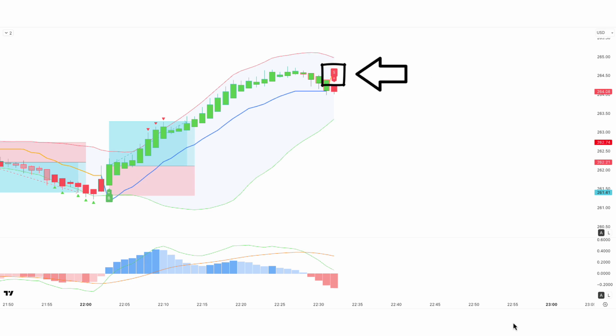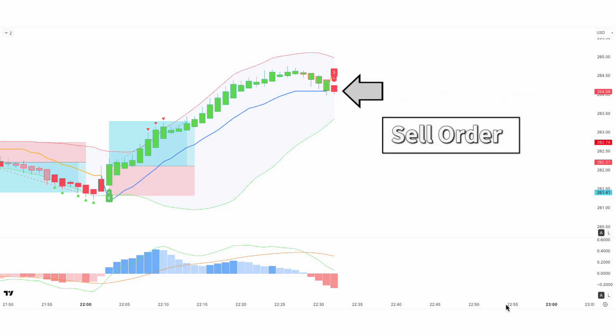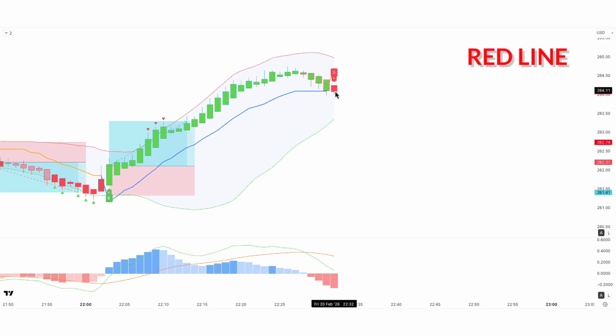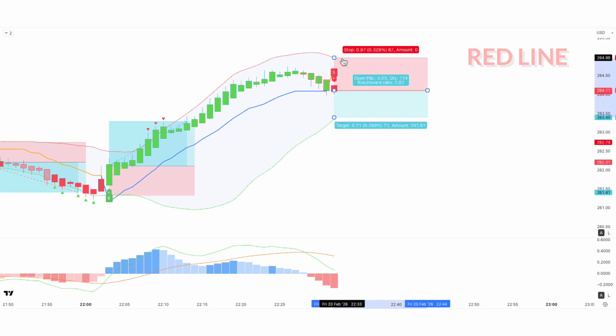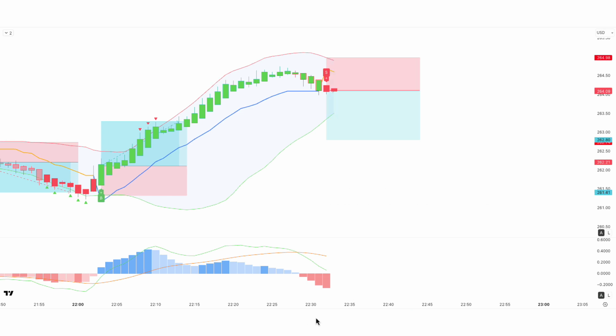Here, the RT signals arrow of this indicator is a sell signal. Here, the adaptive MACD indicator shows red columns. Here, the market has made a bearish candle to give confirmation. So all our conditions are being fulfilled. So we are placing an order to sell. Our stop loss is to be placed at the red line, and the risk to reward ratio will be 1:1.5.